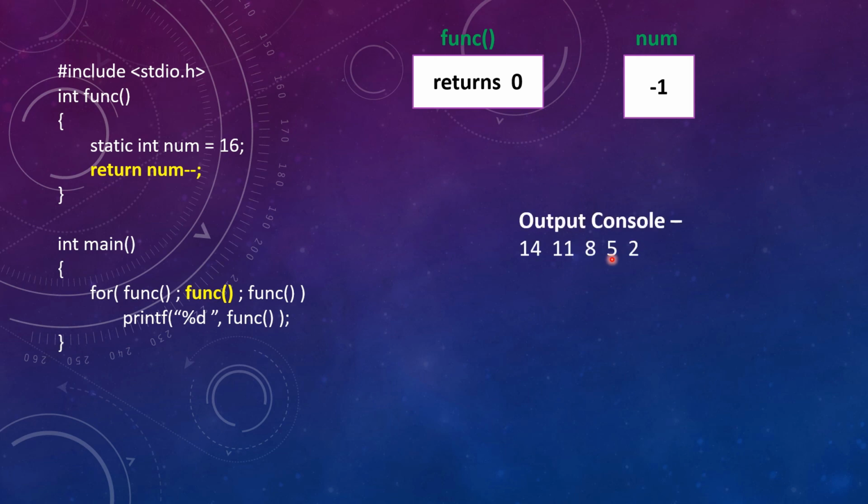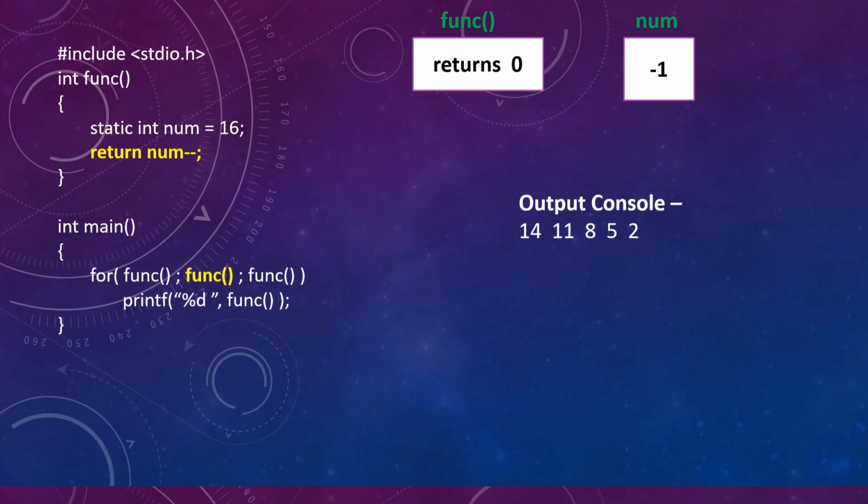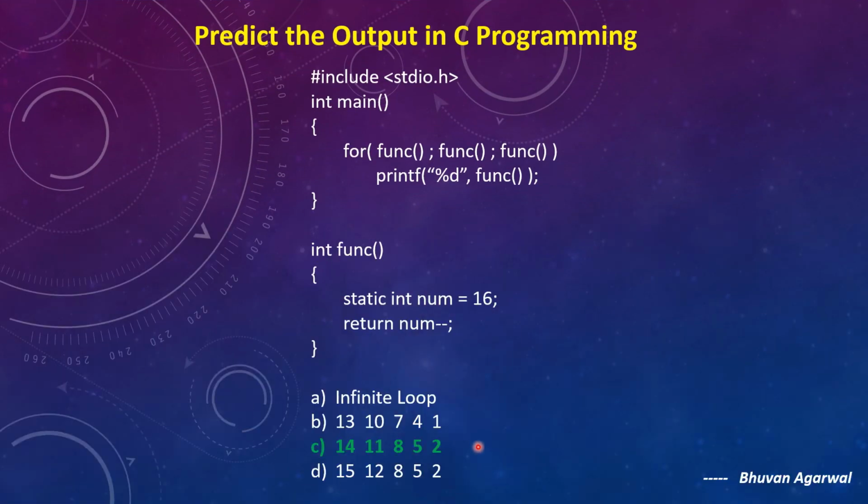So our output console was still the same, 14, 11, 8, 5 and 2. So this is our final answer. I hope you got this concept. If you have any doubt in this question, I would suggest you to kindly rewatch this video so that you can understand what is going on and how you need to track the data using your memory diagram. If you understand this thing, you can solve any problem. Okay. So our final result will be 14, 11, 8, 5 and 2.